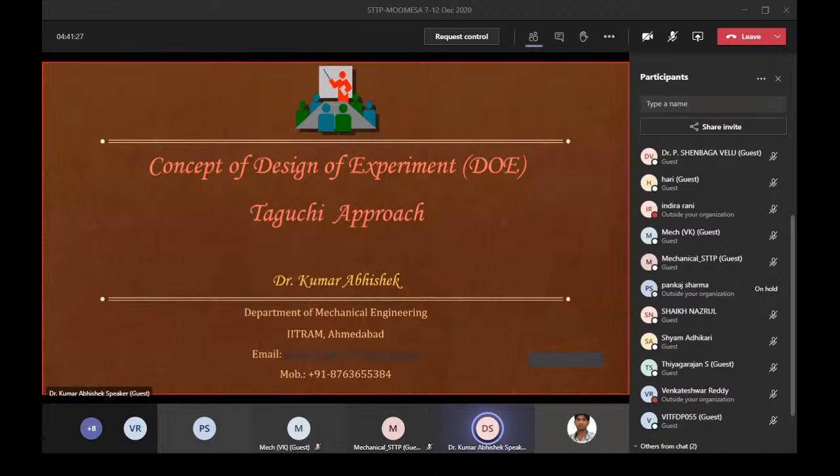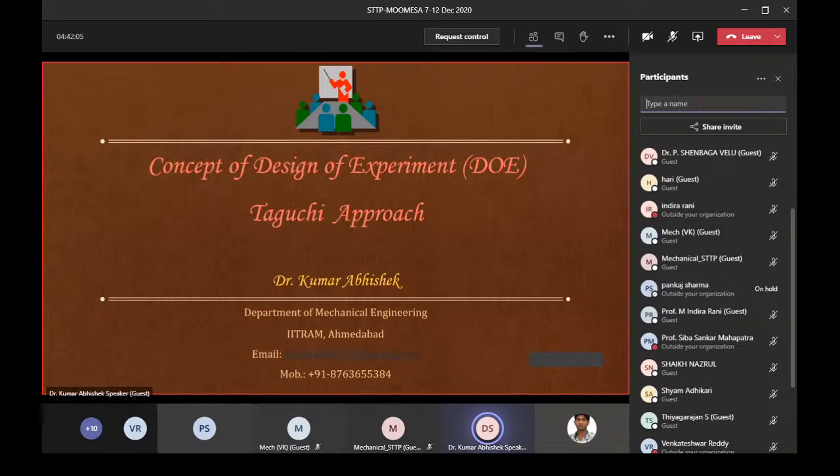So Taguchi is utilized for the single objective or single response approach to optimization. And in this lecture we will discuss how Taguchi makes the experiments effective, and how it goes for the optimization techniques.